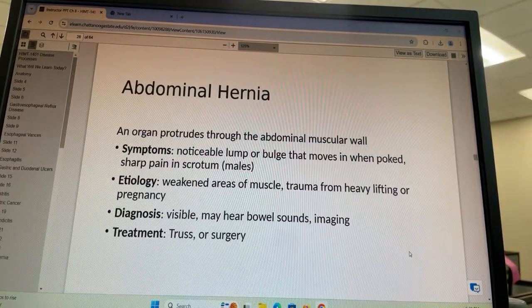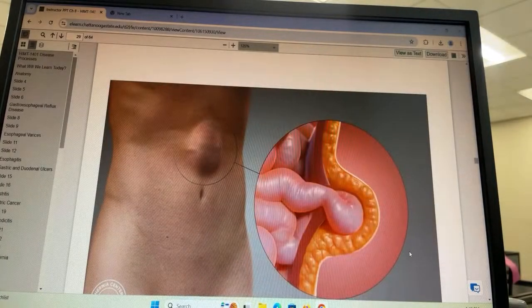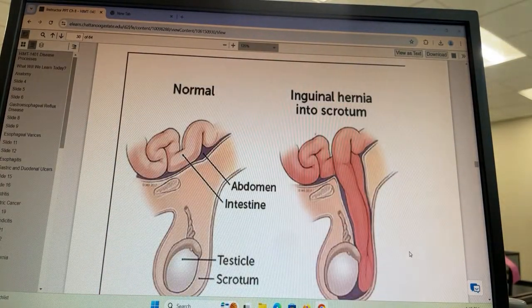So obviously the symptom is that you notice a bump or a bulge. And if you poke it, sometimes it can move back inside. Also with males, they often can have sharp pain in the scrotum because the bowel can actually go down into the testicles. So here's a picture. If there's a weakening in the lower abdomen, the bowel can slip down and go into the testicle, which is why when males go in for primary care checks and they do the squeeze and cough, that's what they're checking for, to see if they can feel any bowel.